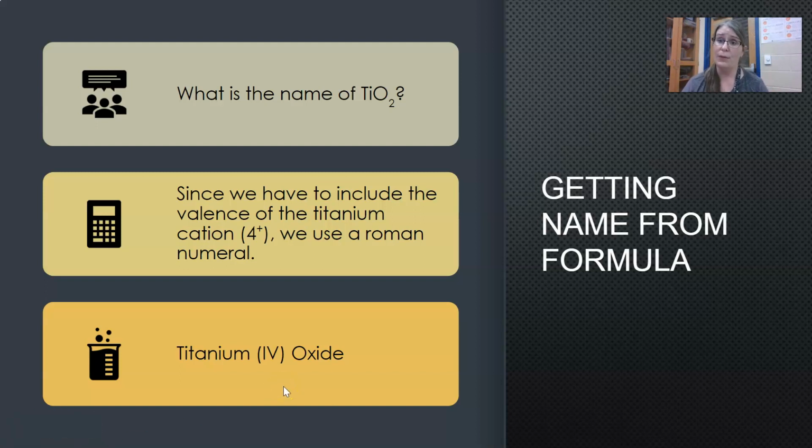It's really important that we do that because titanium II oxide is absolutely a thing. And titanium II oxide would not be TiO2. It would just be TiO because 2 plus balances out 2 minus. So we really have to make sure when we look at a transition metal that we are keeping our Roman numerals in mind.